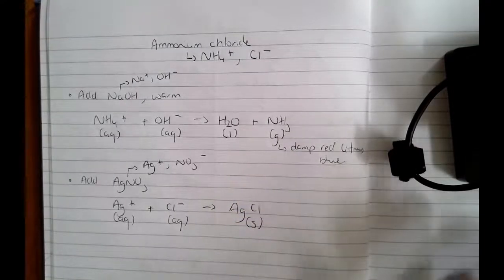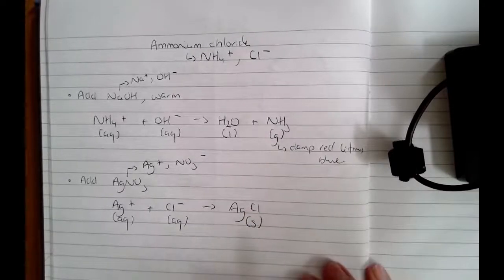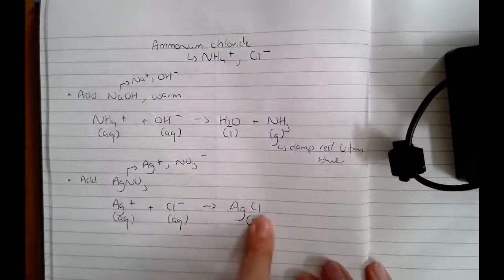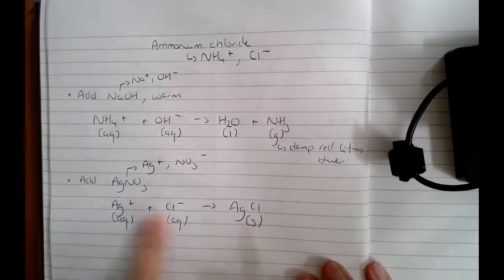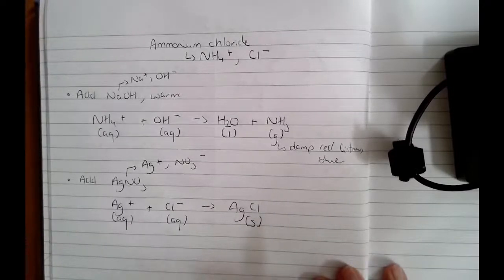So you're going to see a precipitate, and because the precipitate includes chloride ions, it's going to be white. If it was bromide, you'd have exactly the same equation, but you'd get a cream precipitate. Iodide, the same equation, but you'd get a yellow precipitate.